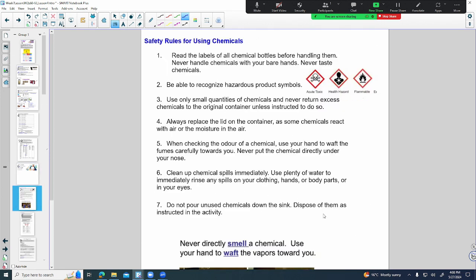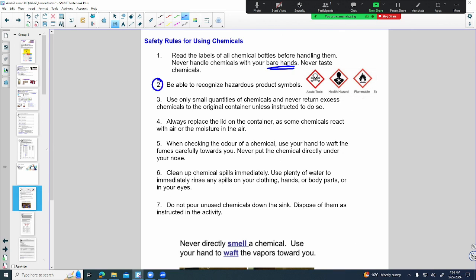So here are the safety rules for using chemicals. If you're working with any of the chemicals, make sure that you read the labels of all chemical bottles before you actually handle them. Never handle chemicals with your bare hands. And never taste chemicals.